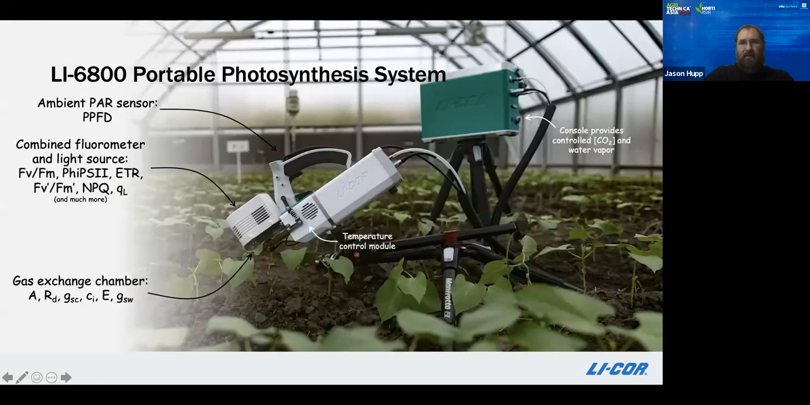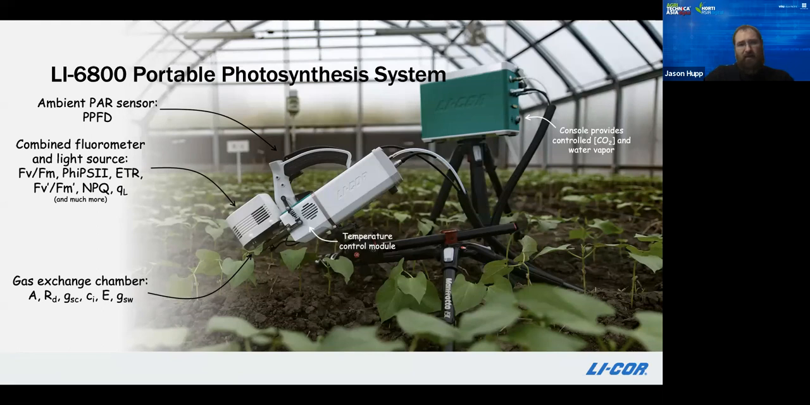The 6800 is a little bit different. It is a full portable photosynthesis system. So unlike a 600 that just measures a subset of the fluorescence parameters and then the water vapor related gas exchange parameters, the 6800 measures both water vapor and carbon dioxide and has a full featured fluorometer. So it can provide all the fluorescence parameters that I've described. It can actually do additional fluorescence parameters that I haven't described here. It's set up to do induction kinetics, as well as derive a few other things that I haven't talked about.